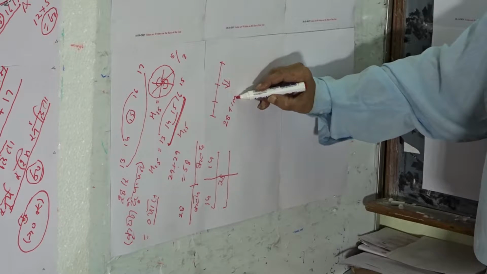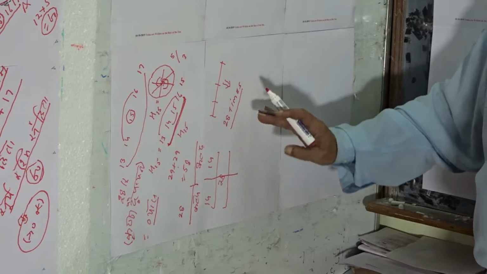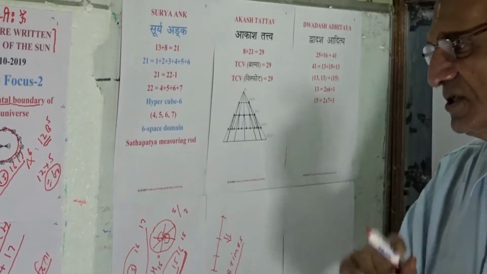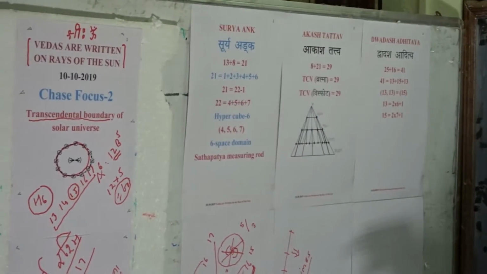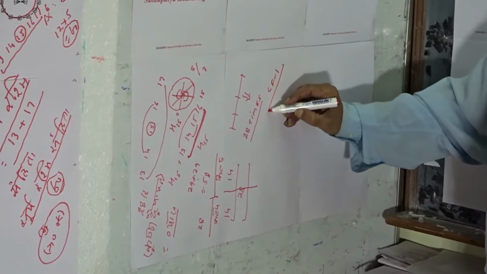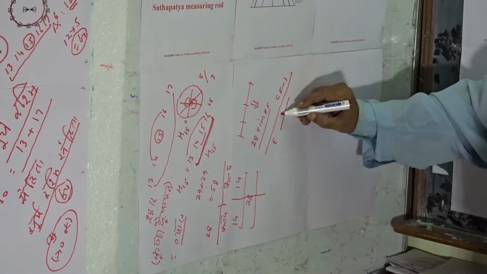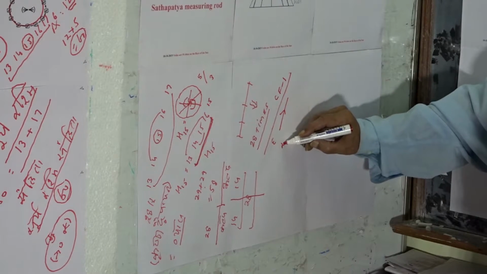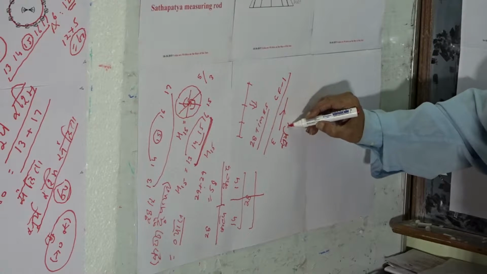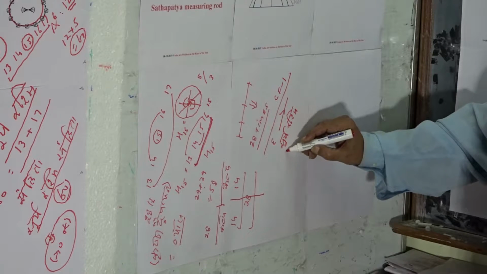It is this organization which is to be chased by us. This chase phenomenon is the phenomenon of the existence within rays of the sun. Our first focus, chase focus, has been the existence phenomenon within rays of the sun. So what is happening within Surya Rashmi is being chased. It is this chase which is going to be our first focus.